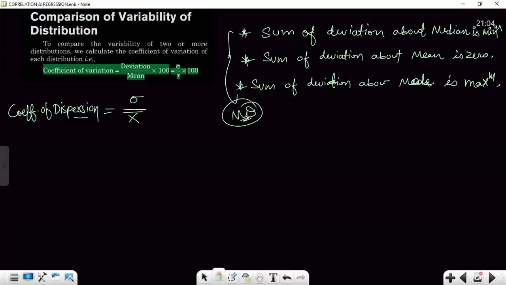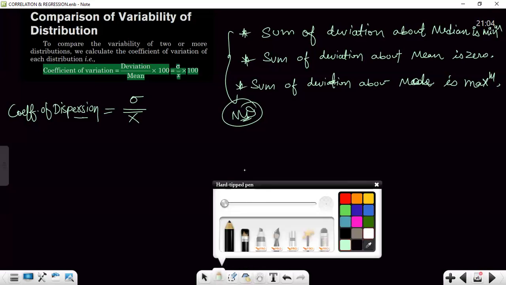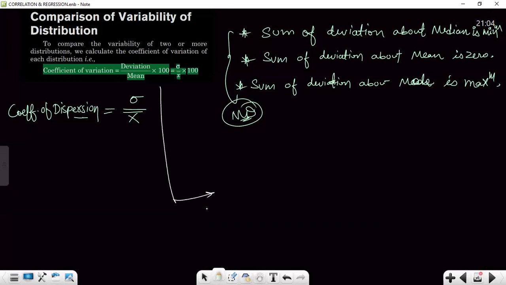Okay, so this is about the comparison of variability of distribution. Now there are some other topics here as well that we can study. Now, in coefficient of variation, be aware of this fact. See, this is the coefficient of variation.